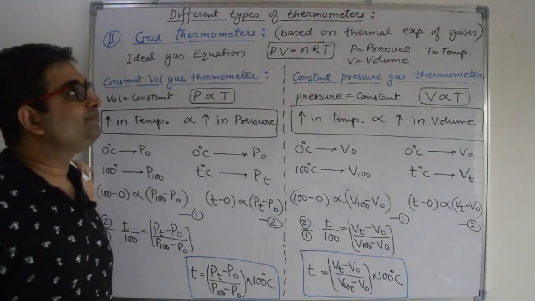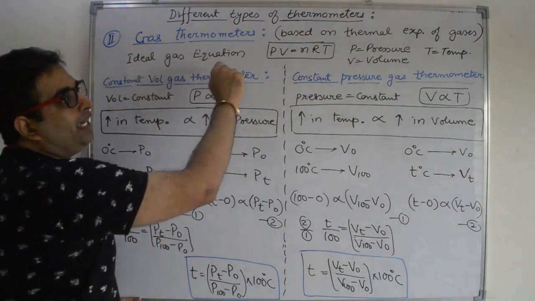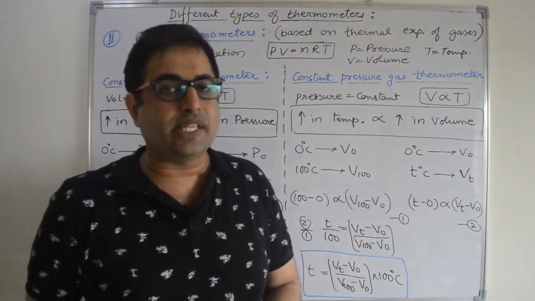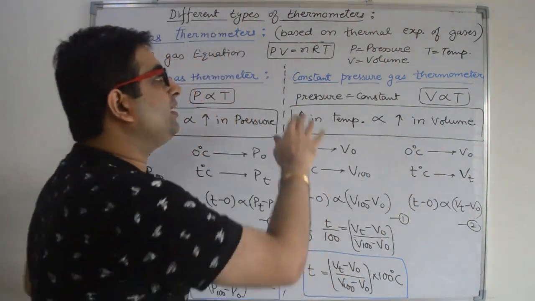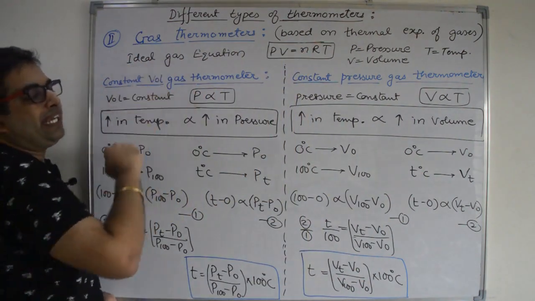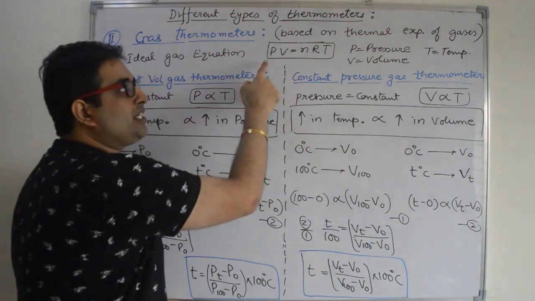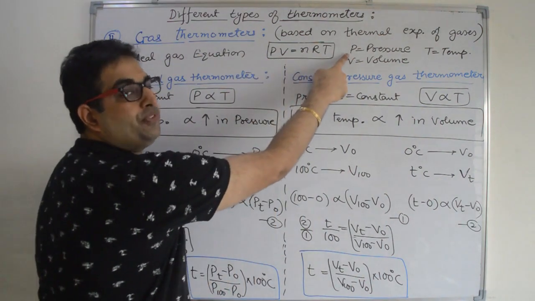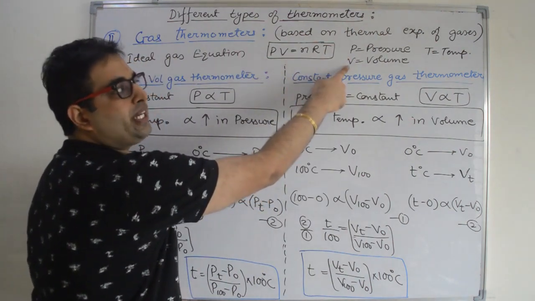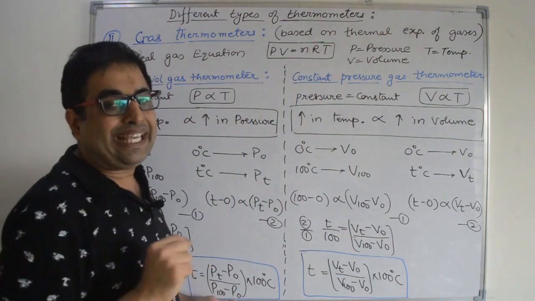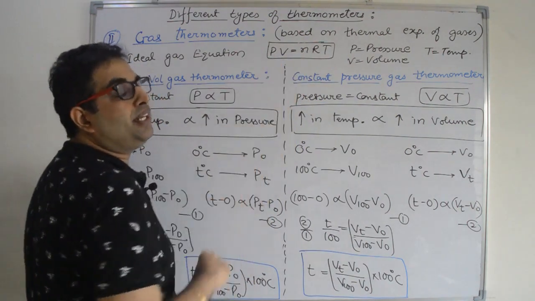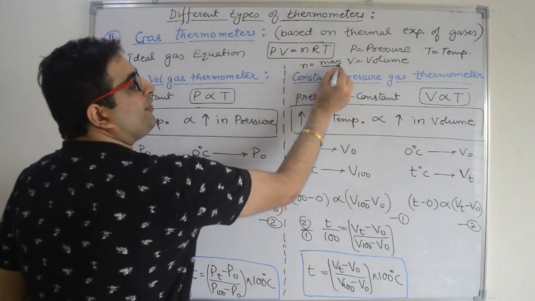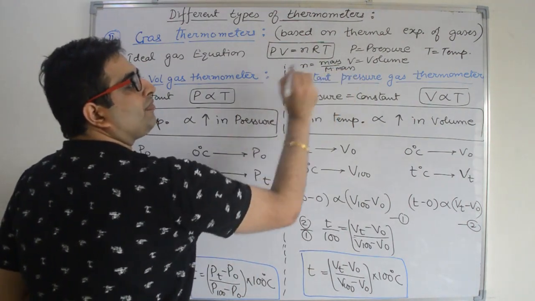Second type of thermometer, that is gas thermometers, and these are based on thermal expansion of gases. As we increase the temperature of the gases, the gas will expand, right? And we have an ideal gas equation for gases, that is PV equal to nRT. Standard equation: P is the pressure of the gas, V is the volume of the gas, T is the temperature of the gas in Kelvin, where n is the number of moles. The value of n is the mass of the gas divided by the molecular mass, right?